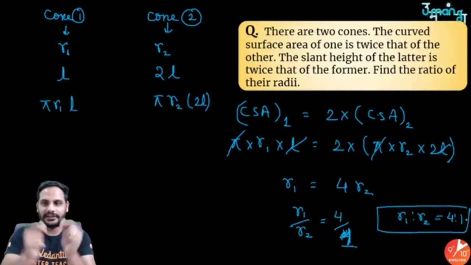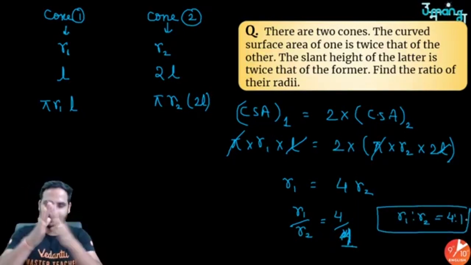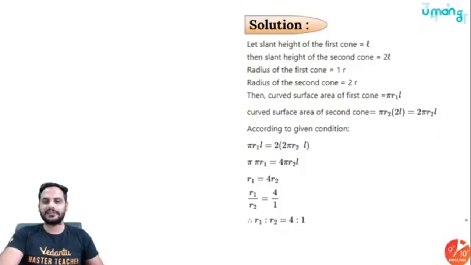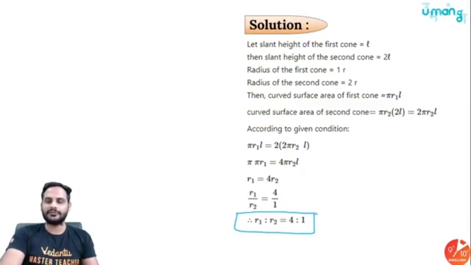So these questions where no numbers are given, I am very happy with these questions because very easily you will get the answer. So the answer is going to be what? 4 is to 1. The answer will be 4 is to 1.